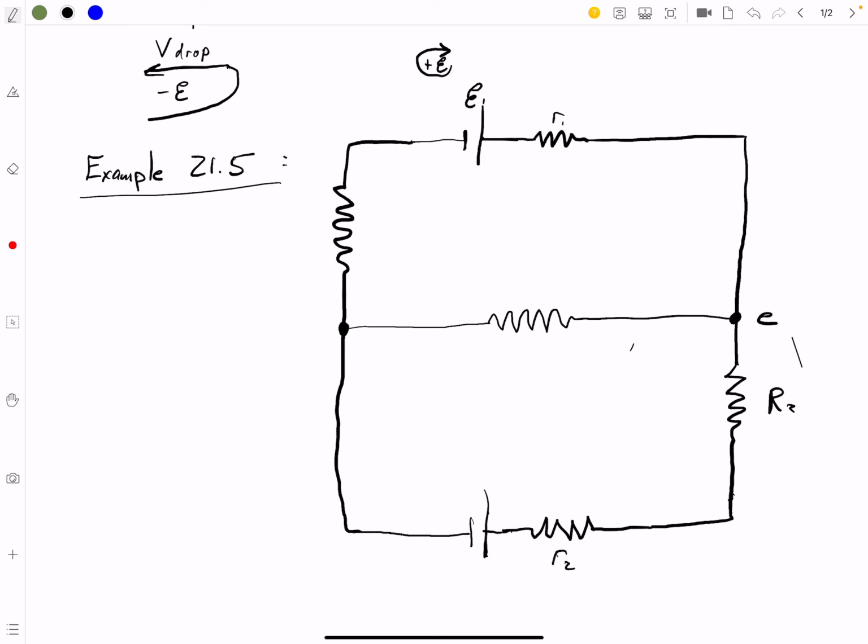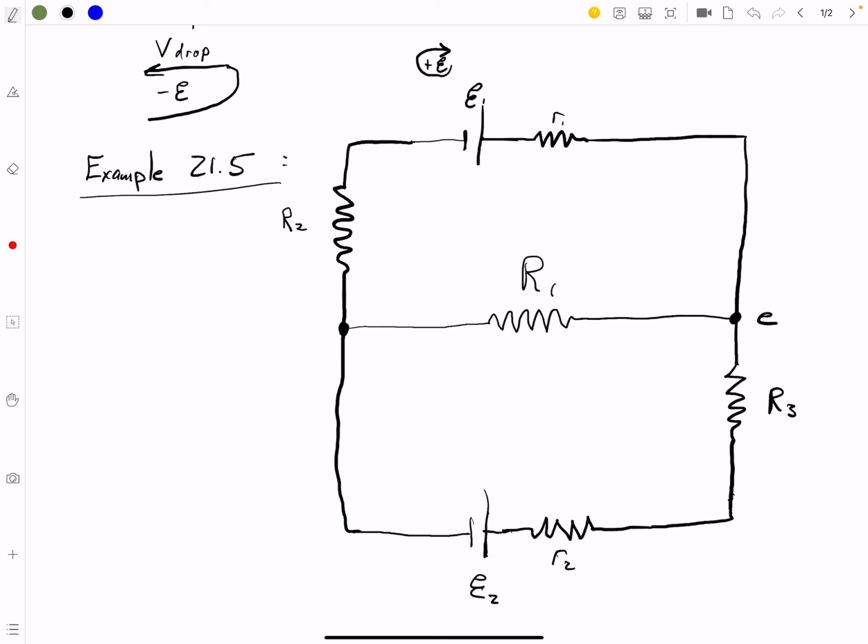Okay, I believe this one was R3, this is R1, and this is R2. And you typically want to draw labels on the outside of your circuit. So let me write this as R2. Okay, I think that does it. EMF 2.